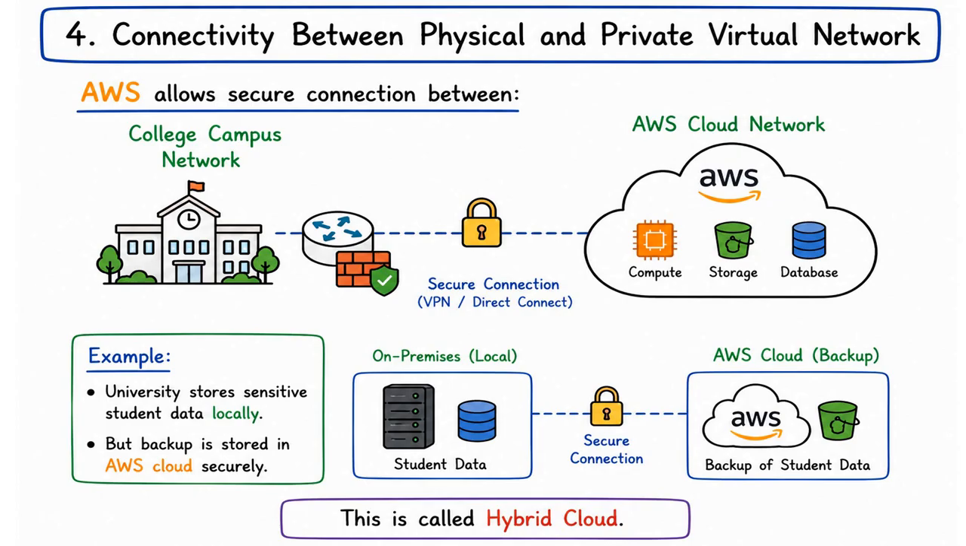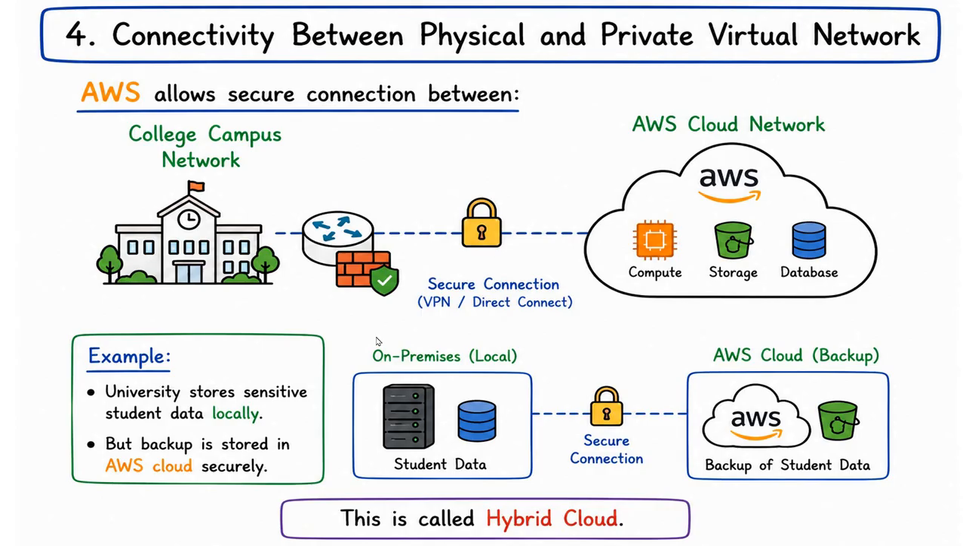Now, AWS allows the campus network and the cloud network to communicate securely using a secure connection, which is a VPN, that is a virtual private network, and AWS Direct Connect. These technologies create a protected communication channel between the local servers and the AWS cloud infrastructure. Now, what is this VPN? It is a virtual private network which creates encrypted communication over the internet. Here the data remains protected, and hackers cannot easily access the information.